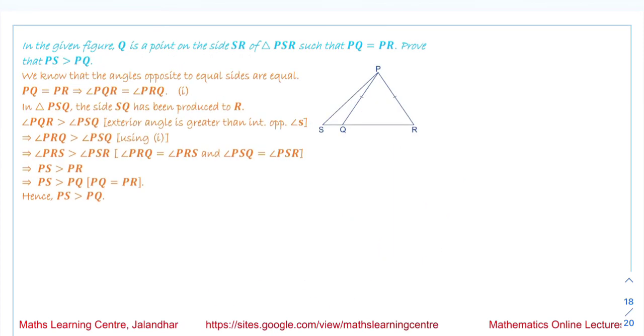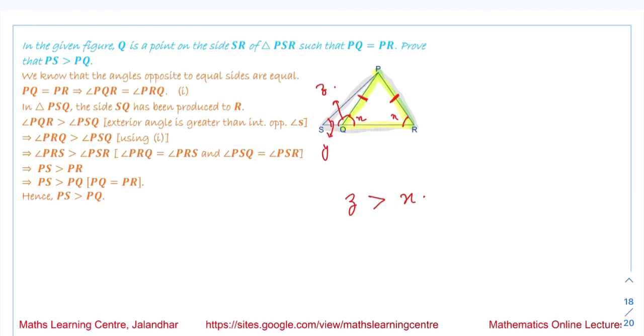Now next we are given a triangle PSR, and a point Q is there such that the lengths PQ and PR are equal. Suppose this angle is X, then accordingly this angle will also be X, because these two sides are equal. Now suppose this angle is Y and this angle is Z. If we look at the triangle PQR, then Z is the exterior angle, so we get Z is greater than X.